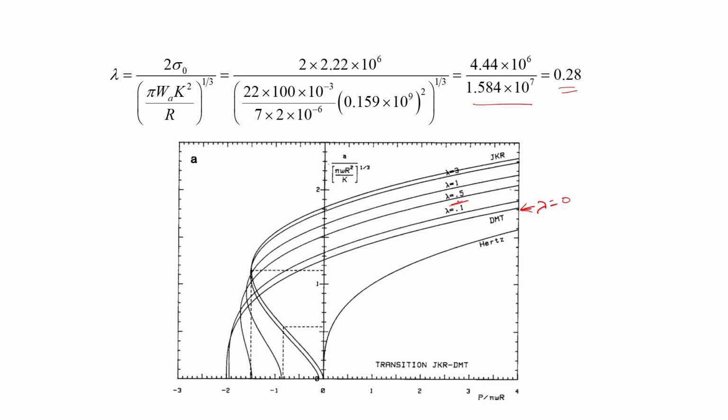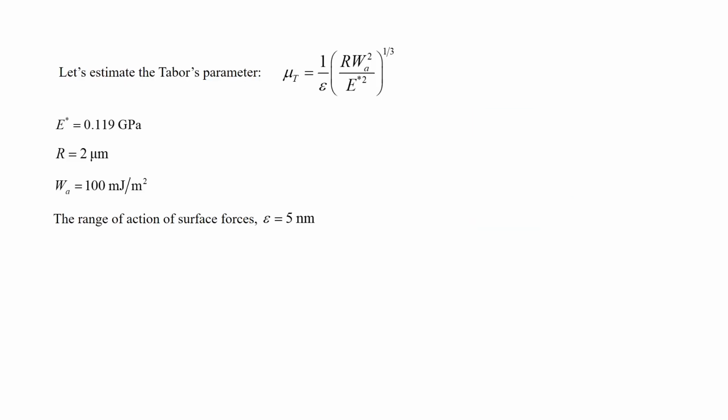So, this is an intermediate state, with lambda equal to 0.28, and we can find out at a given compressive load P what the area of contact will be. Let us also estimate Tabor's parameter here, to see whether Tabor's parameter and Mojis's parameter both give rise to the same conclusion or not. I think that is the idea.